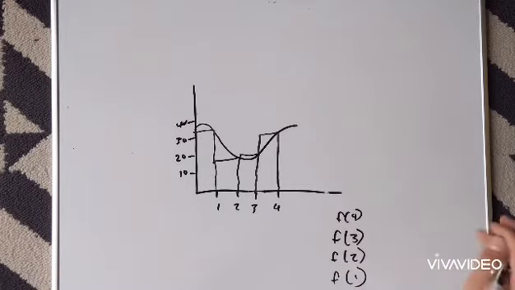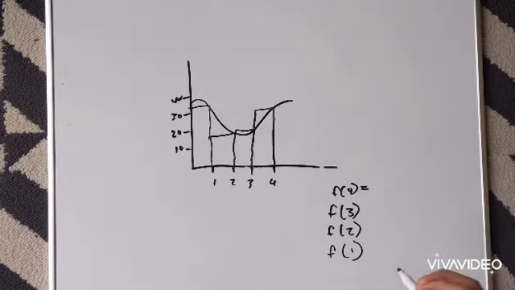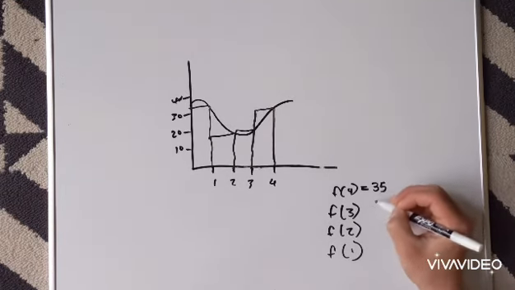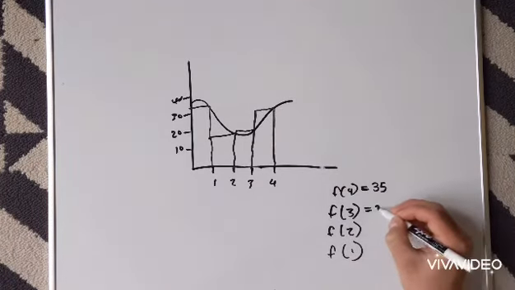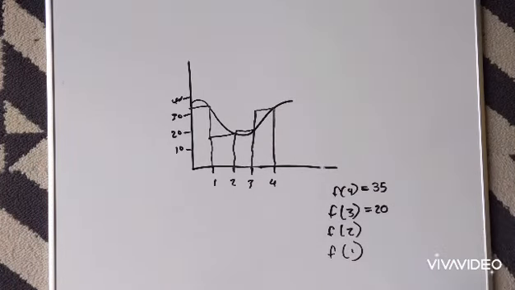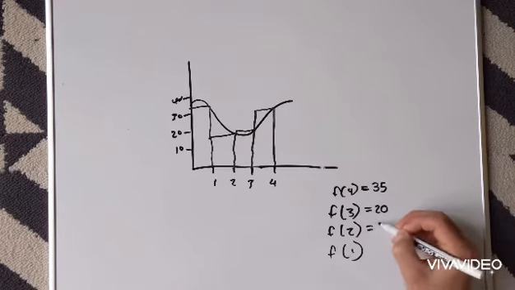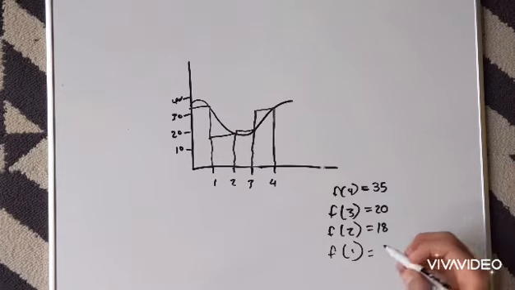So let's say that these are 10s right here, 20, 30, 40. So if we start with f of 4, let's say that's about 35. Okay, then f of 3 looks like it's about 20. F of 2 is also about 20, maybe a little bit less. Let's say 18. And then finally, f of 1 looks like it's about 35 as well.